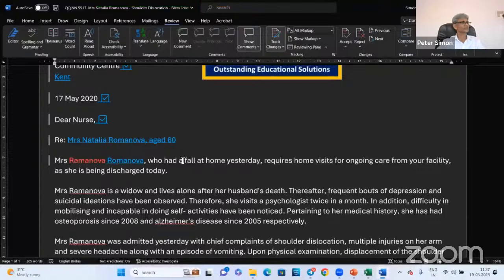It's a referral letter. Using the information in the case notes, write a referral letter. So remove requires and say is being referred for home visits. Okay. Referred for regular home visits, for providing ongoing care. Now: is being referred for regular home visits for ongoing care.